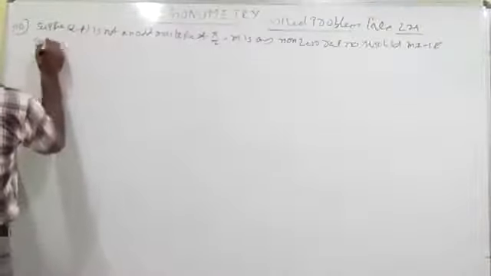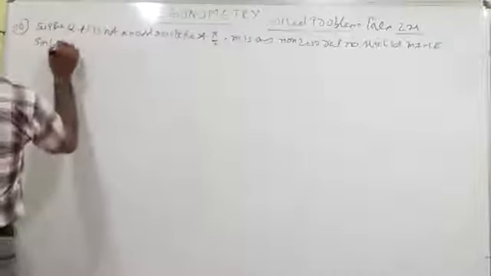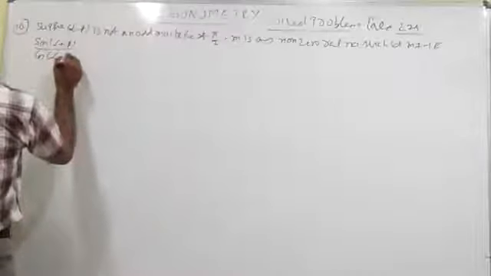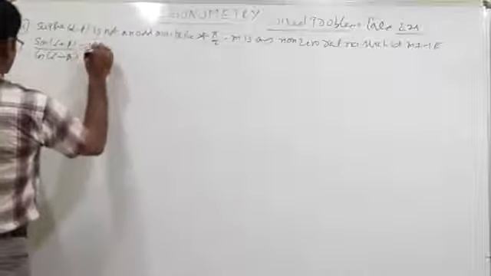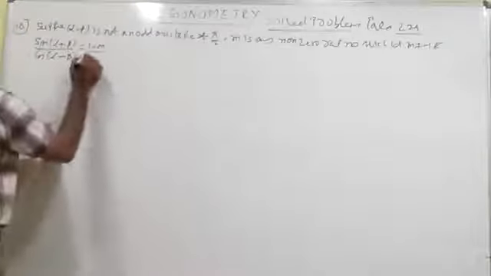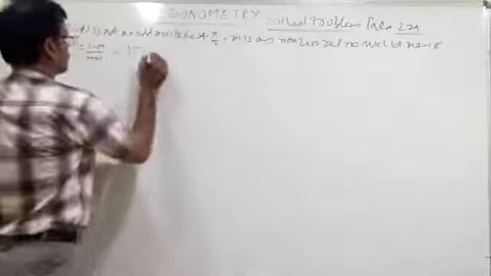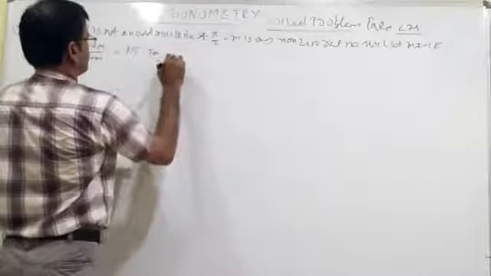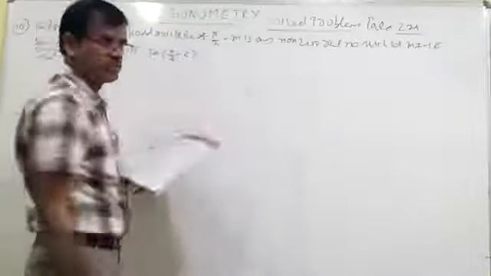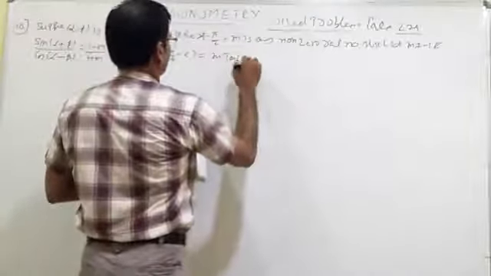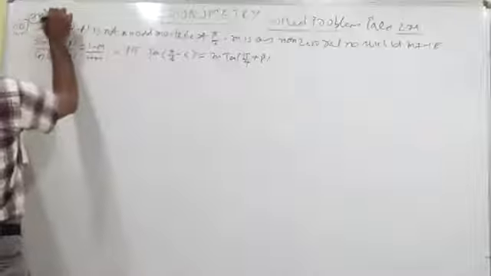and sin of alpha plus beta by cos of alpha minus beta is equal to 1 minus m by 1 plus m. Then prove that tan of pi by 4 minus alpha is equal to m tan of pi by 4 plus beta. This is a 7 marks important question.